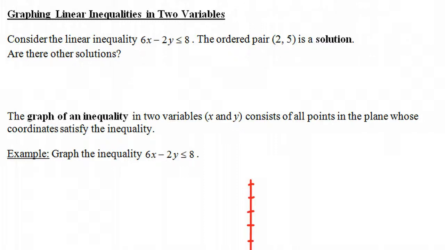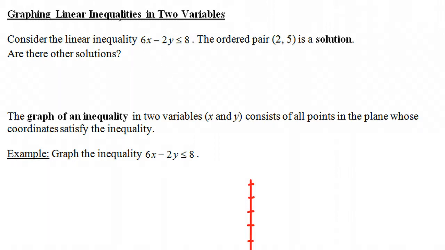In this video, we're going to talk about graphing linear inequalities in two variables. Consider the linear inequality 6x minus 2y is less than or equal to 8. Now, I claim that the ordered pair (2, 5) is a solution. Now, what do we mean to say that it's a solution? Well, it means that if you plug in 2 for x and 5 for y, you get a true statement.